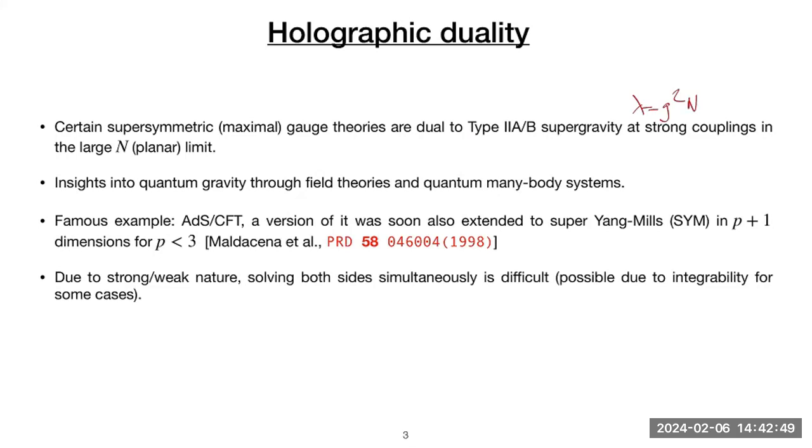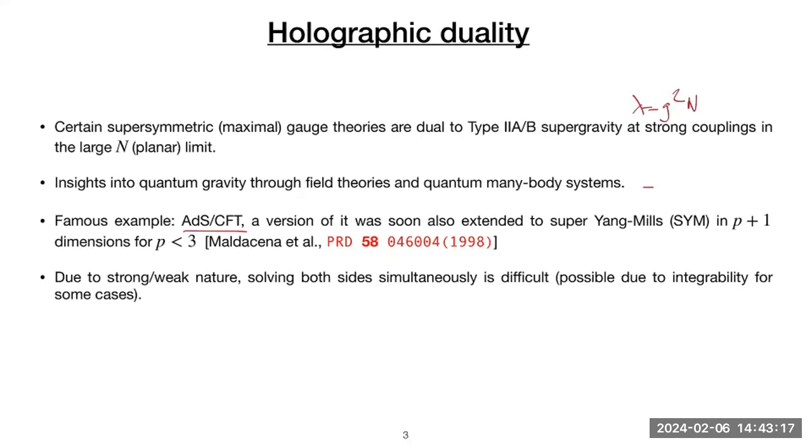This led to a lot of insights into quantum gravity, because I can map a strongly coupled field theory to a weakly coupled quantum system. For example, a classical supergravity solution. So classical supergravity solutions, for example, are related to strongly coupled supersymmetric gauge theories. There was a lot of progress along these lines in the late 90s and the early 2000s. And the best known of all of these is the AdS/CFT correspondence.